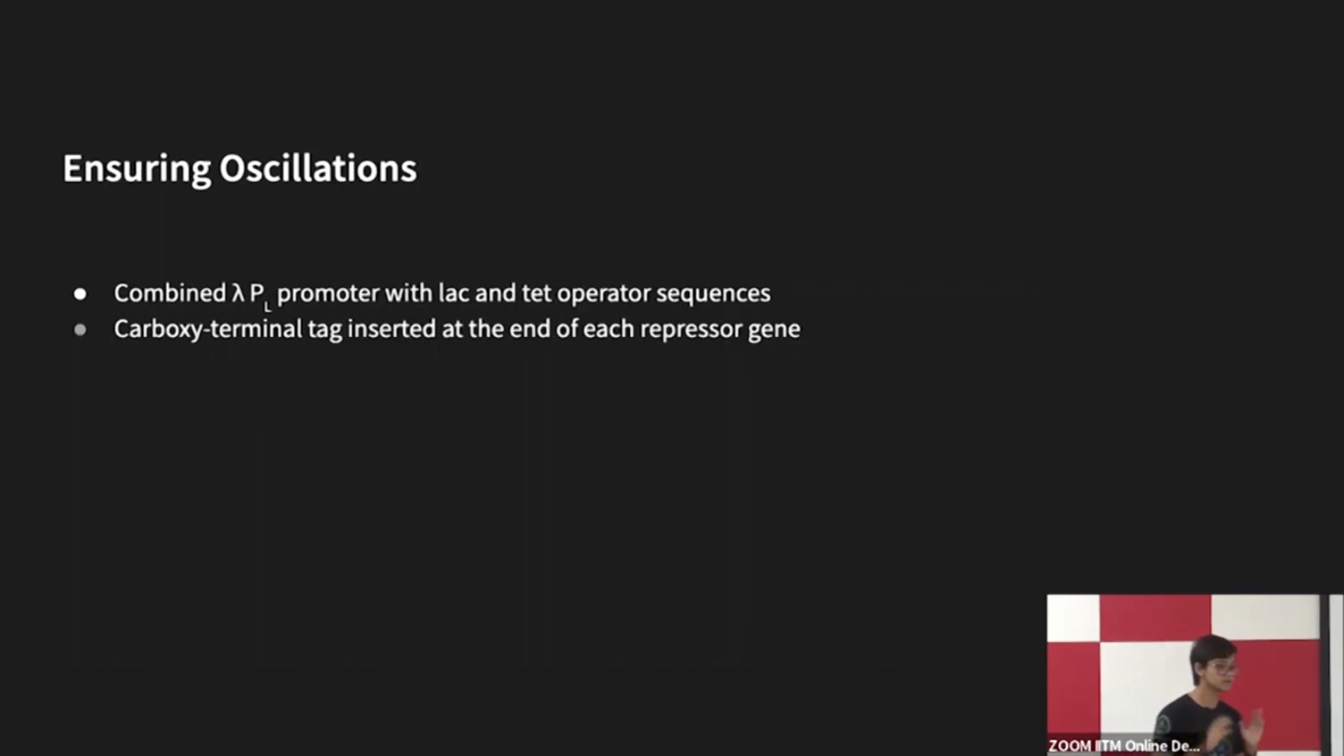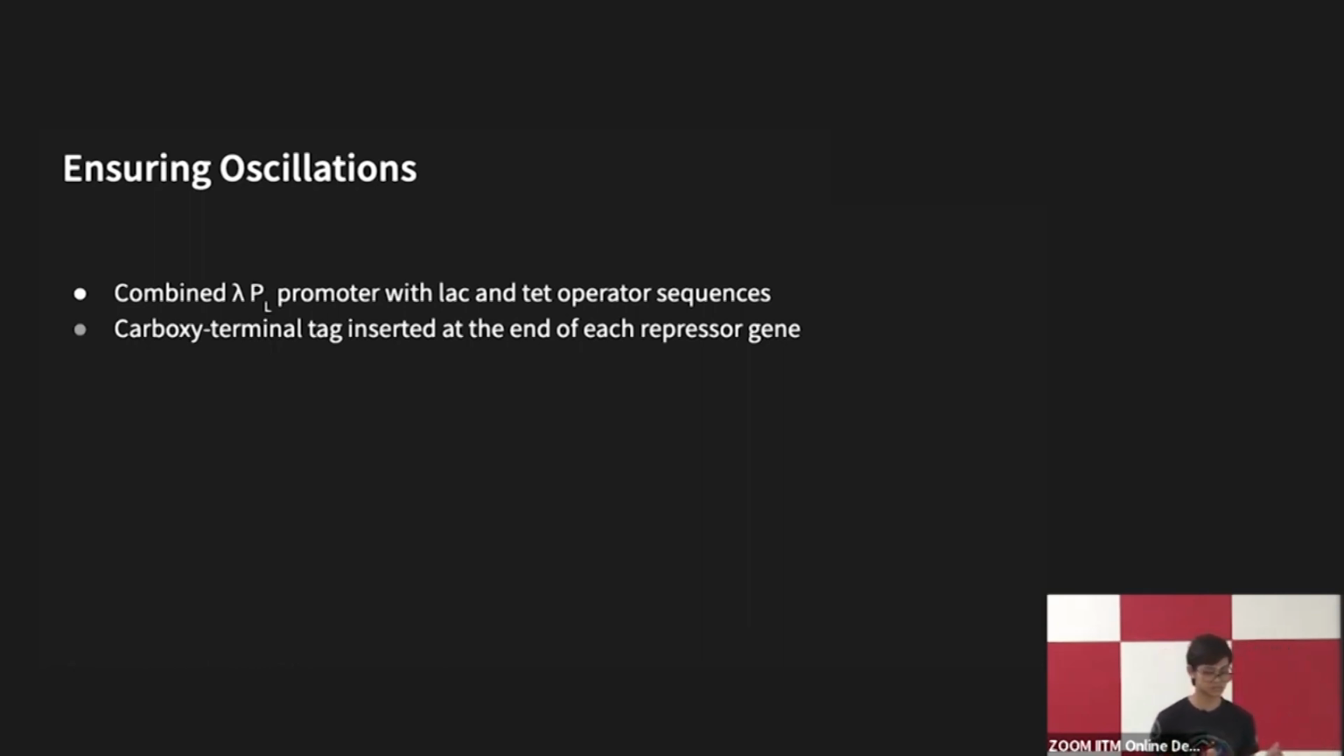So now we talked about favoring oscillations. Now, to ensure that these oscillations actually happen, two things were modified in the plasmids in the actual E. coli. We added a lambda PL promoter with LAC and TET operator sequences. This ensured a tightness in the repressor interaction with the promoter. And we also added a carboxy terminal tag at the end of each repressor gene.